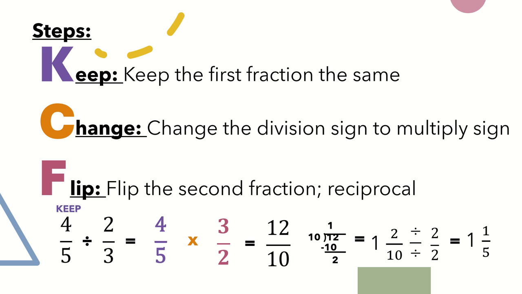Keep 4/5, change my division sign to a multiply sign, and then flip 2/3, which gives me 3/2. So now I have created an equivalent expression to 4/5 divided by 2/3. This is also equal to that same operation. Next, I would just multiply straight across and reduce where I can or convert into a mixed number. Let's look into a few practice questions.